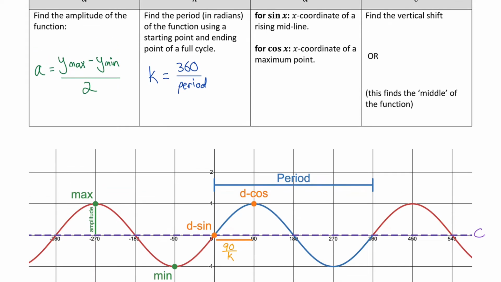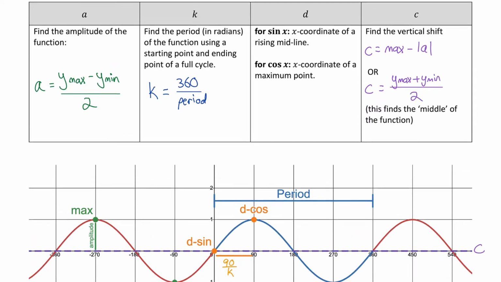So I'll write those two formulas here. We could find c by doing the max minus the amplitude, and amplitude is always equal to the absolute value of a, so I'll write that there. Or we could find c by averaging the max and the min y values, and we do that by adding them and dividing by 2.